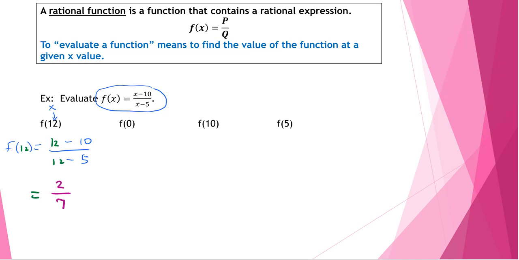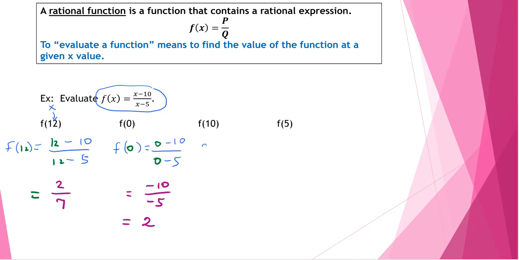In the next example, they again want us to use that function, but they want us to plug in a different value for x. So if we plug in what they're telling us to, the 0, we're going to get on top negative 10 and bottom negative 5. Those evenly divide out for positive 2. So that would be the final answer on that one.